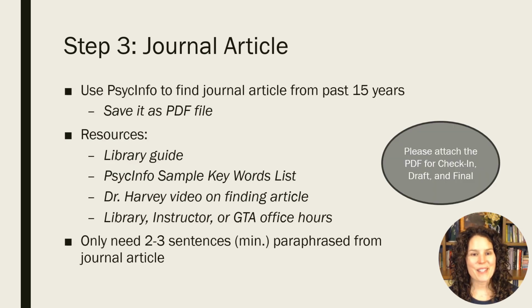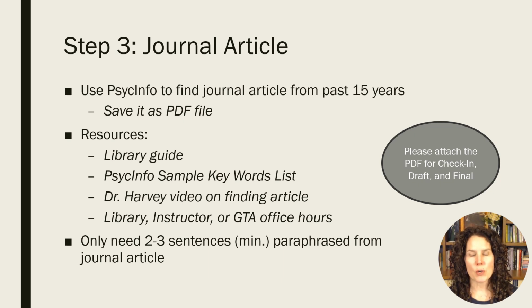Next, you're going to find a journal article, and we recommend that you use PsycInfo for this, and we've got a number of resources available on Canvas to help you with that. Once you find your journal article, you want to save it as a PDF file because you're going to attach it with your blog check-in submission, your blog draft submission, and your blog final submission.